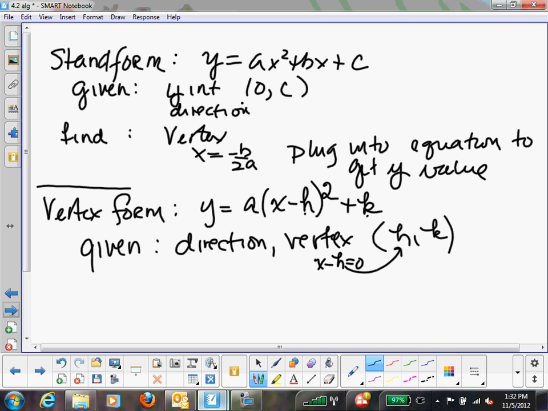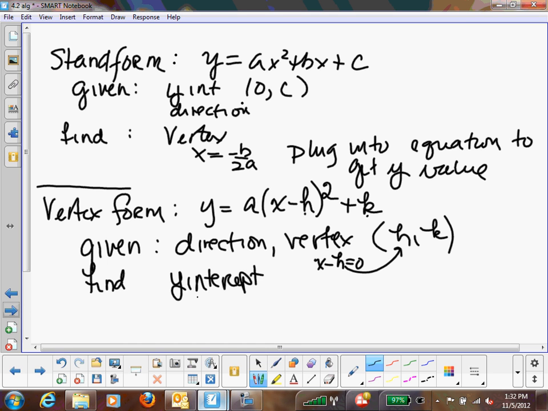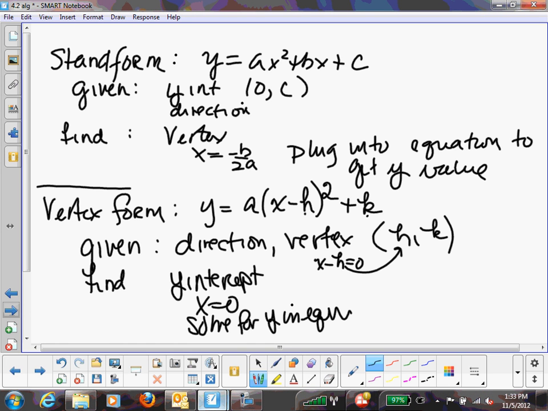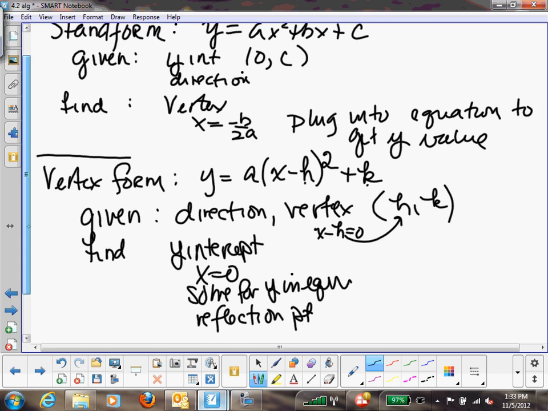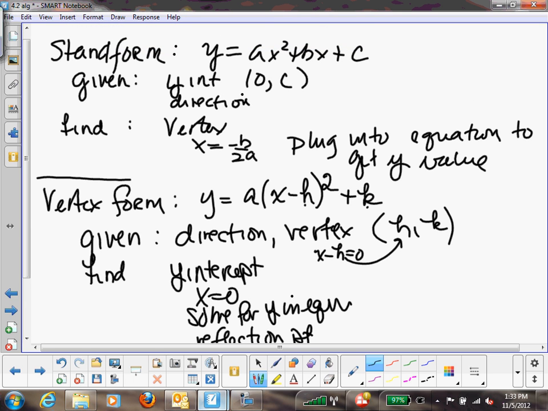Okay? What do we need to find? And how do we find the y-intercept? Let x equal 0 and solve in the equation. What else do we need to find? And a reflection point. So I guess I also should have said, what else do we need to find here? We also need to find a reflection point, don't we? I didn't state it. I mean, I think I said it, but we didn't write it down. Axis of symmetry, no matter which one. Yeah.